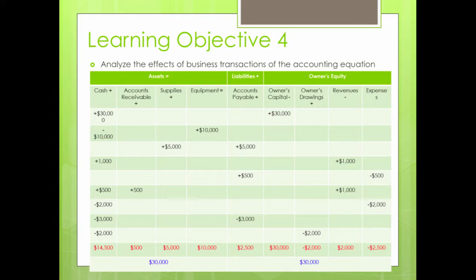And we did that by identifying at least two accounts that were affected by the transaction that we were analyzing, and by making sure that the ending balances were equal to each other, based on the accounting equation, which was assets equals liabilities plus owner's equity.